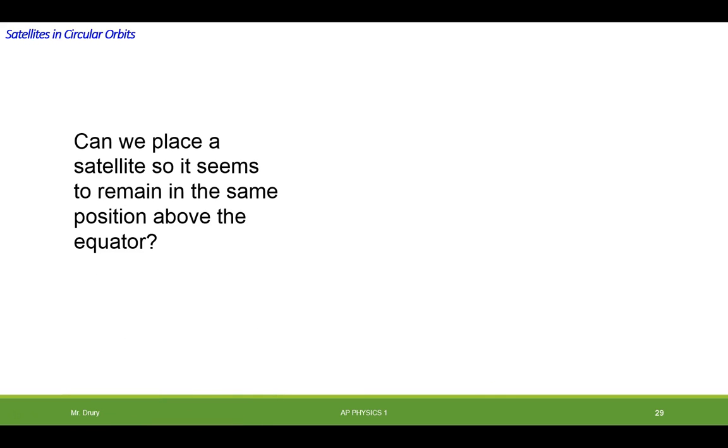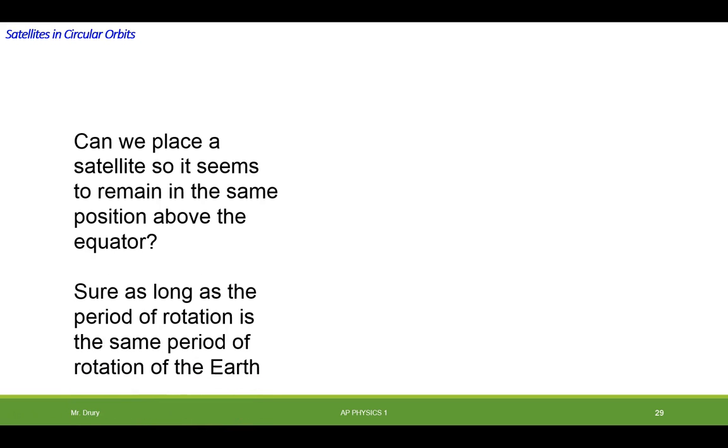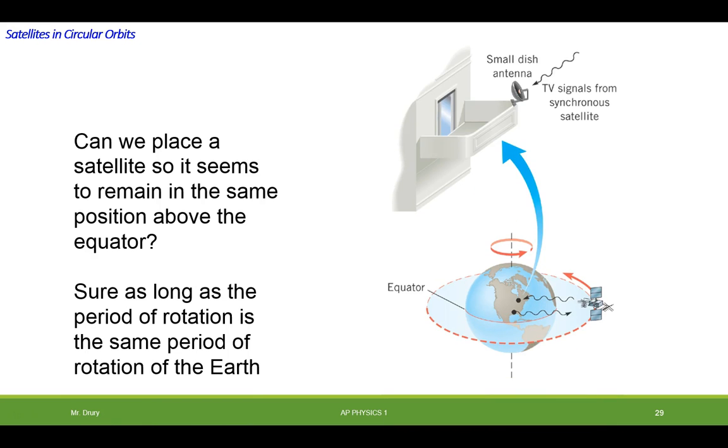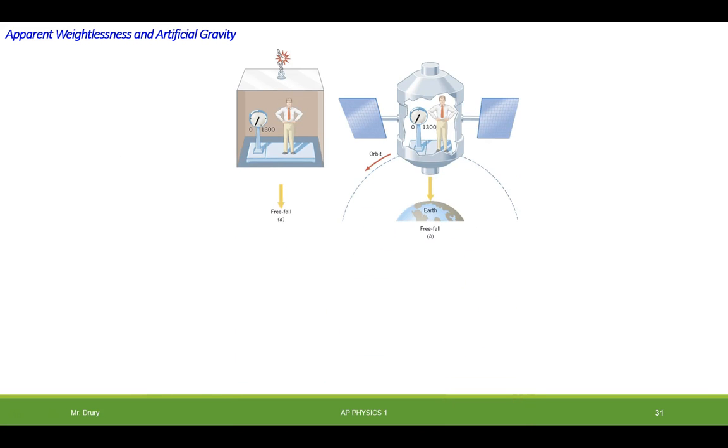So can we place a satellite so it remains in the same position all the time? And the answer is simply yes, as long as its period of rotation is the same as the period of rotation of the Earth. This type of satellite is used with DirecTV, so that your satellite dish in your house is always pointed at the satellite. It's really not in the same location, but it happens to be spinning at the same rate the Earth is spinning.